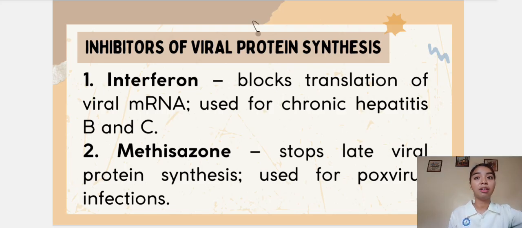We have here our second antiviral drug that inhibits the viral protein synthesis, which is the methisazone. Stops late viral protein synthesis, used for pox virus infections. So those are the different antiviral drugs that can stop specific steps in the viral multiplication cycle. Some drugs can stop the virus from attachment or penetration, some can stop the DNA or the RNA synthesis, and some drugs can prevent or inhibit the protein synthesis of that specific virus.